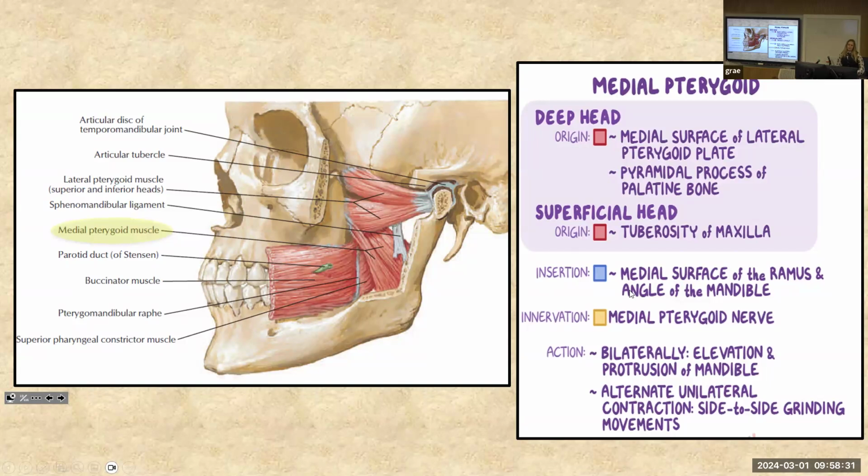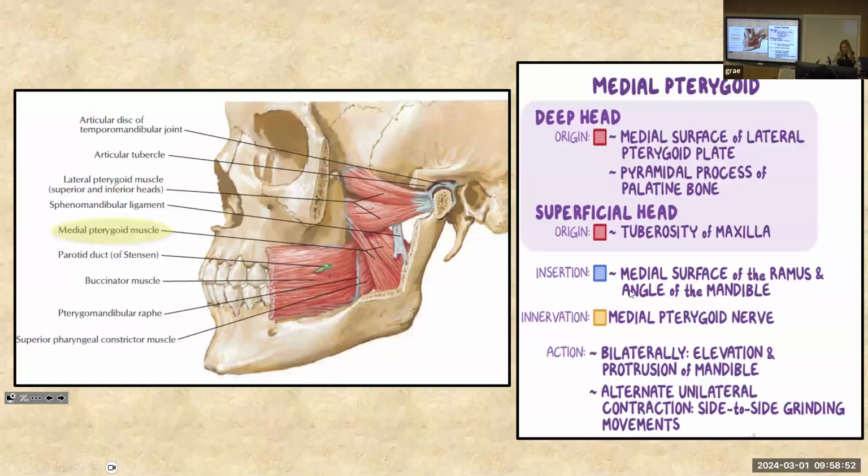And then their insertions are very different. If you look on this list here, it says the medial pterygoid, which is this muscle here, you note that the fibers are running more up and down and less horizontal. So they're more vertical and less horizontal than the lateral pterygoid.